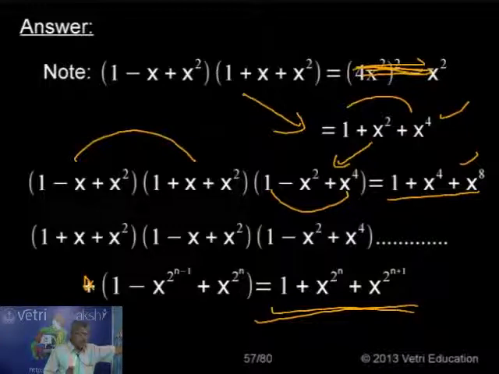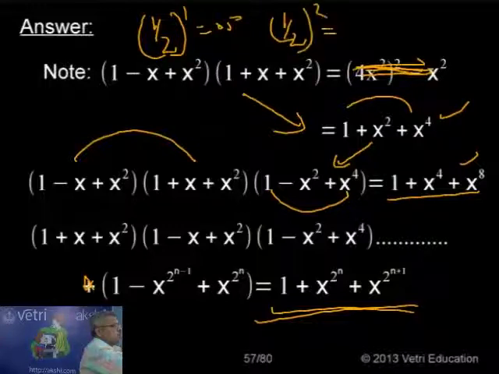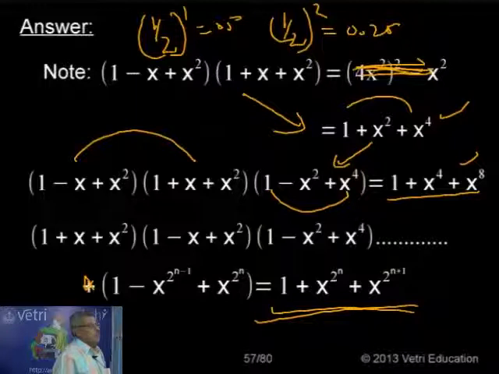As n tends to infinity means, we all know, you take a number less than 1, half. Half power 1 gives 0.5. Half power 2 gives 0.25 because 1 by 4. Half power 3, 0.125. The number goes on decreasing, small. Half power infinity is very small, that is 0.